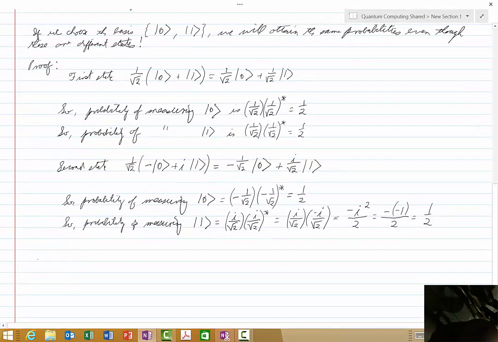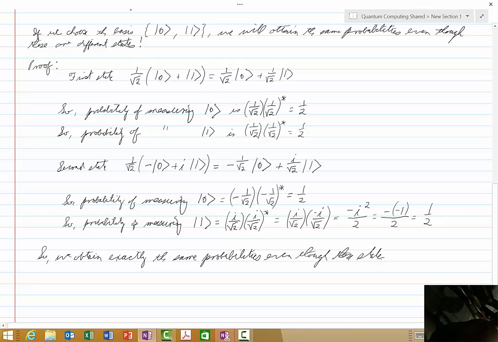So we obtain exactly the same probabilities even though these states are not the same. And that may very well surprise you.